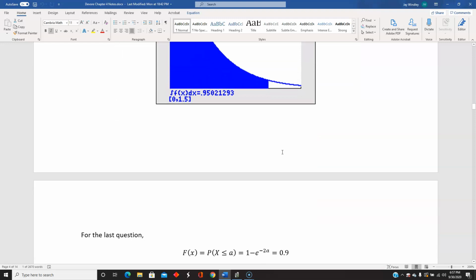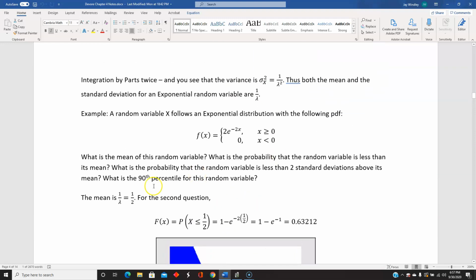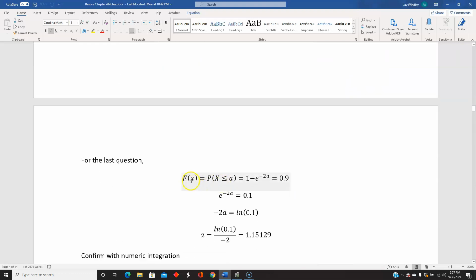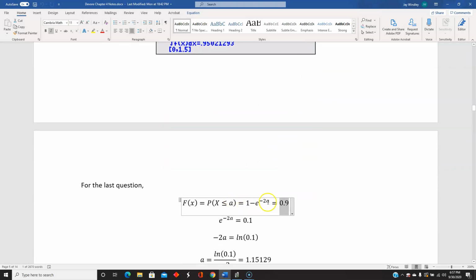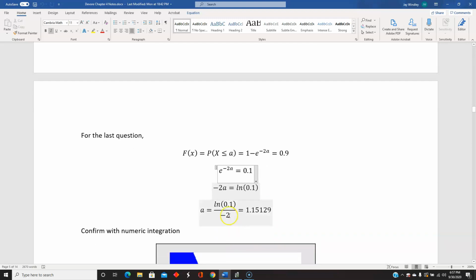For the last question, we want to know what value represents the 90th percentile. So what value of x, or I'll say a particular value of x called a, what value of x, call it a, gives us the 90th percentile? In other words, what value on the x-axis would have 90% of this area below it? So this is not too hard to solve. Using natural log, we get the e term by itself, then take natural logs, and we solve, and we get that the value of x for the 90th percentile is 1.15.